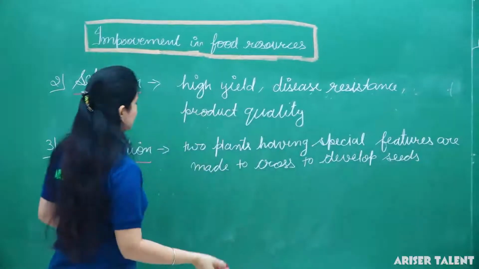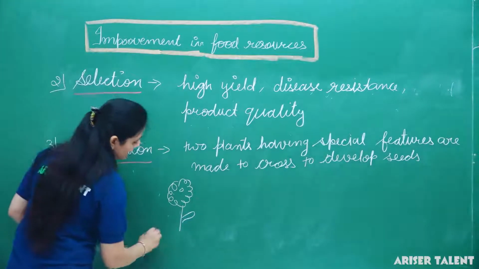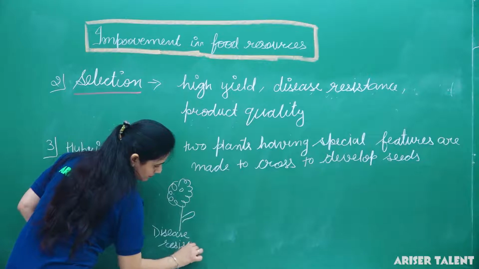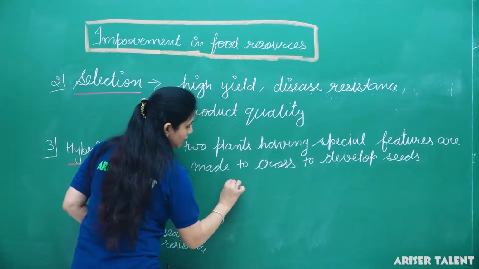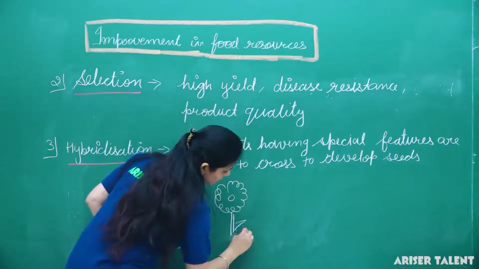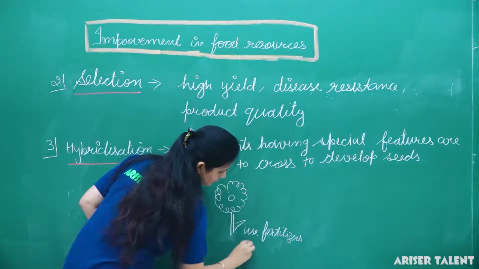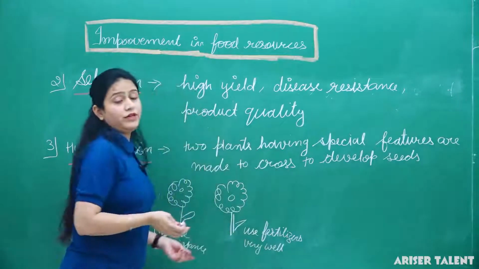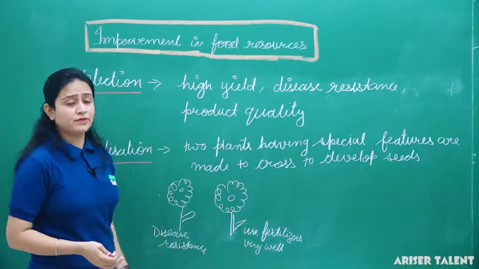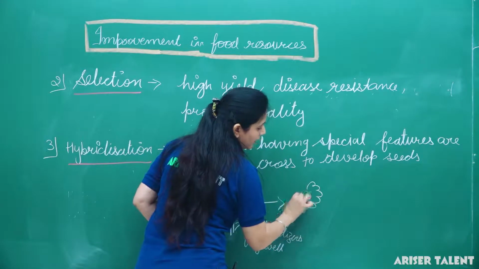Okay. How does it happen? Suppose one plant has good disease resistance power. And we take another plant which can use fertilizers very well. Hope you know why we need fertilizers. We need fertilizers to improve the growth of the plant. So if plants having different special features are crossed, then the new plant which we get has both the characteristics.